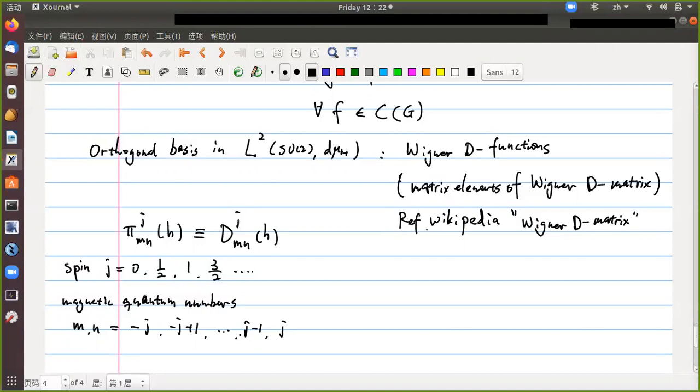So what exactly is this D^J_{MN}? It is defined to be, well, D^J of h, and usually the Wigner D function is a function of alpha, beta, and gamma, all the angles. It is defined to be the inner product <J, M| ... |J, N>. Here I write an inner product in quantum mechanics, so this bracket is not the bracket of the Hilbert space here. This is a quantum mechanics inner product.